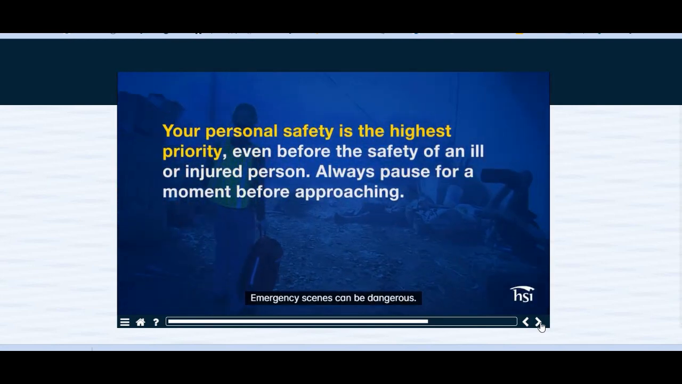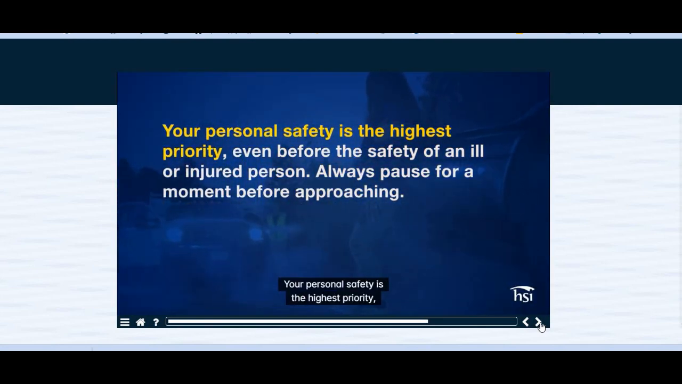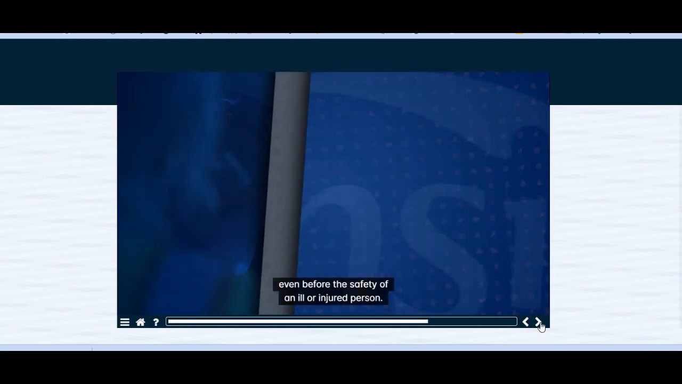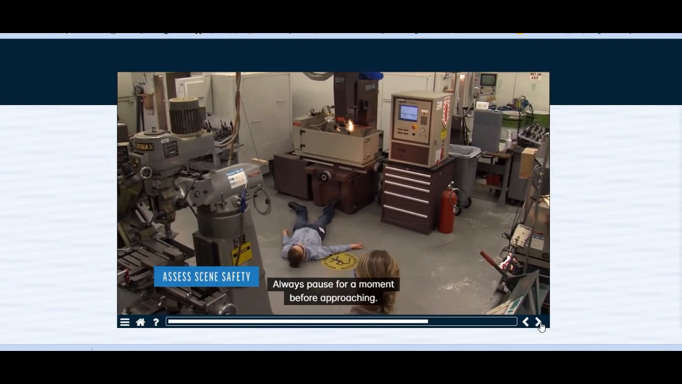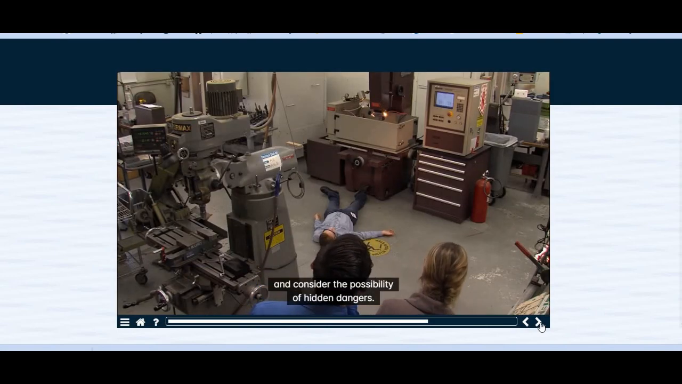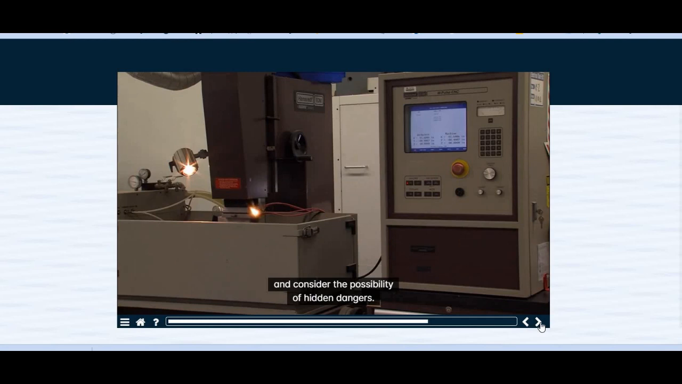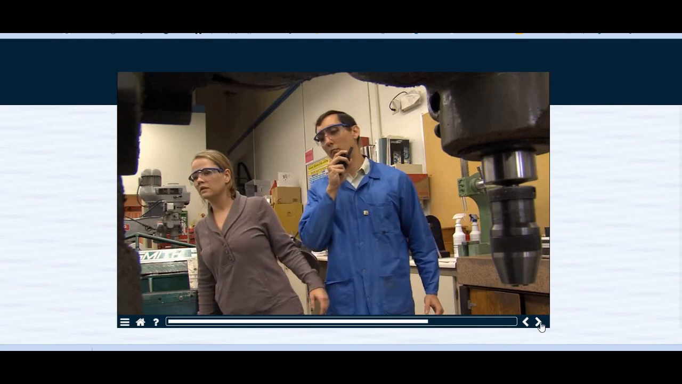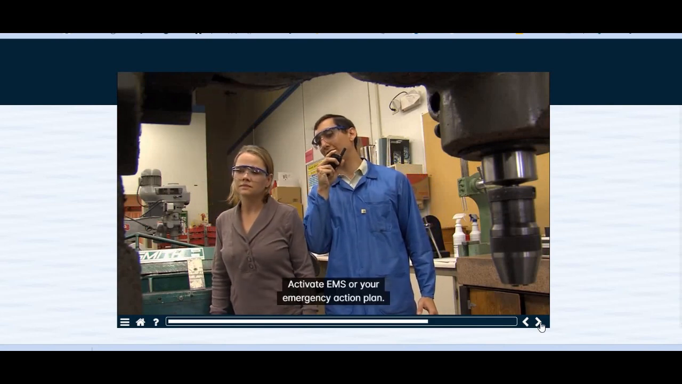Emergency scenes can be dangerous. Your personal safety is the highest priority even before the safety of an ill or injured person. Always pause for a moment before approaching. Look for obvious hazards and consider the possibility of hidden dangers. If the scene is unsafe, do not approach it. Activate EMS or your emergency action plan.